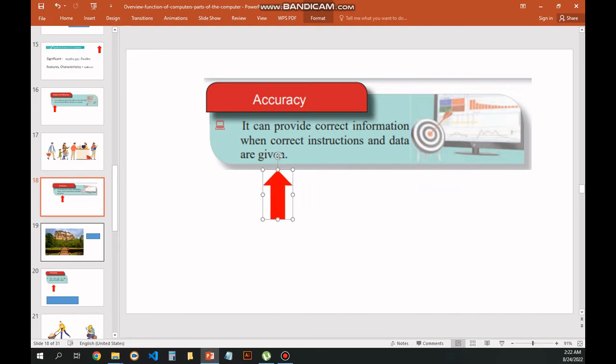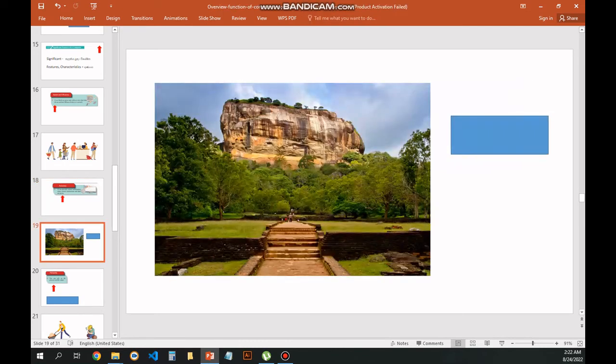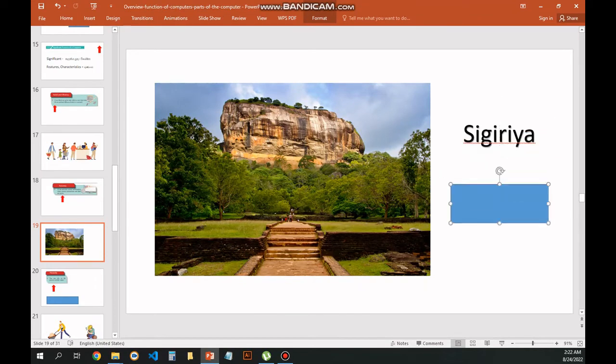It's like this. All right, so about this place. What is this place? Yes, that is Sigiriya. So Sigiriya is in which country? Yes, that is in Sri Lanka. Excellent, right? That is in Sri Lanka.